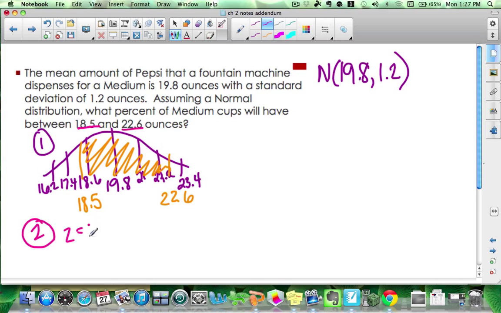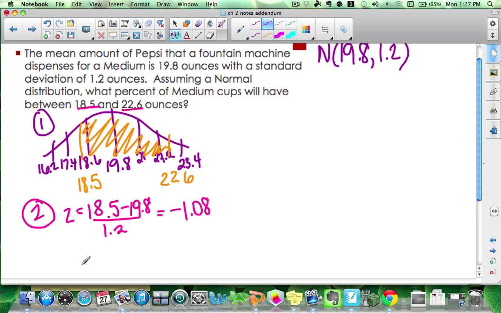All right, for 18.5, I get 18.5 minus the mean divided by the standard deviation, and that gives me negative 1.08 is what I'm going to round to. And then the z-score for 22.6 is 22.6 minus the mean divided by the standard deviation. And that is 2.33. And that's it for step 2.